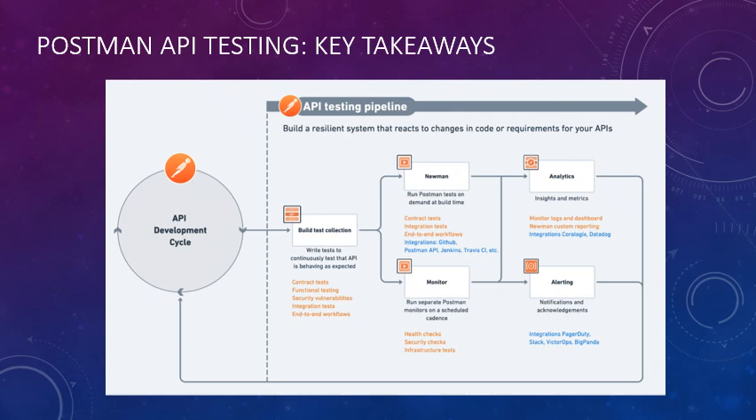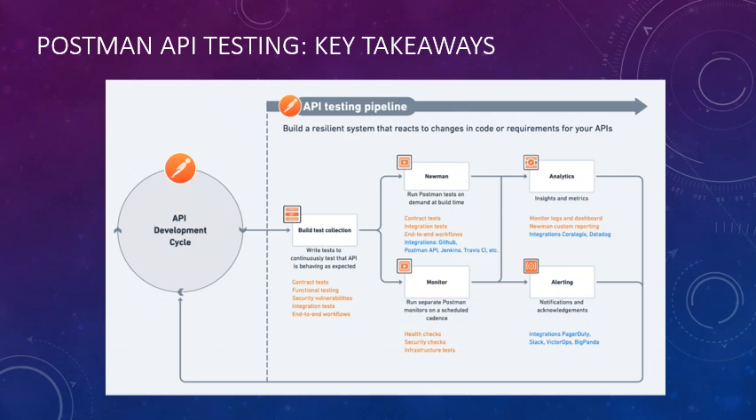Finally, we discussed Newman and CI/CD. This is where Postman API testing becomes part of an automated software development workflow. The main takeaway I want you to remember is that Postman isn't simply a tool for manually sending API requests. It can be used to design, organize, execute, and automate API tests. We can start with a single request and a simple assertion and gradually build that into a complete automated API testing workflow. That workflow can eventually run automatically whenever developers make changes to an application.